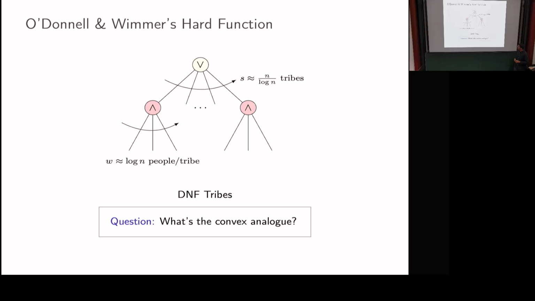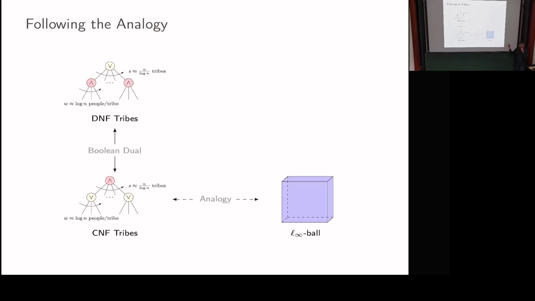This naturally motivates the question of what the convex analog of DNF tribes is. Just to blindly follow the analogy, DNF tribes is related to CNF tribes, and if you look at chapter 1 of Ryan O'Donnell's book, these are Boolean duals of each other. We know what CNF tribes is. We know that it behaves a lot like the L infinity ball. And the word dual is maybe suggestive. There's a very natural notion of duality in convex geometry, which tells you that the dual of the L infinity ball is the L1 ball.